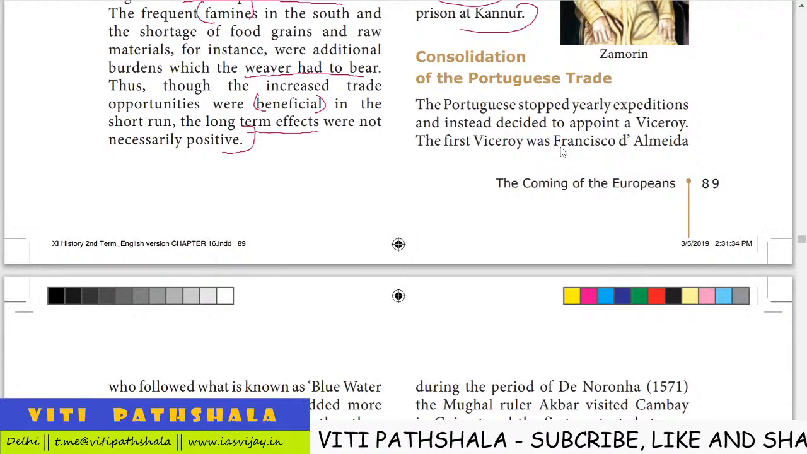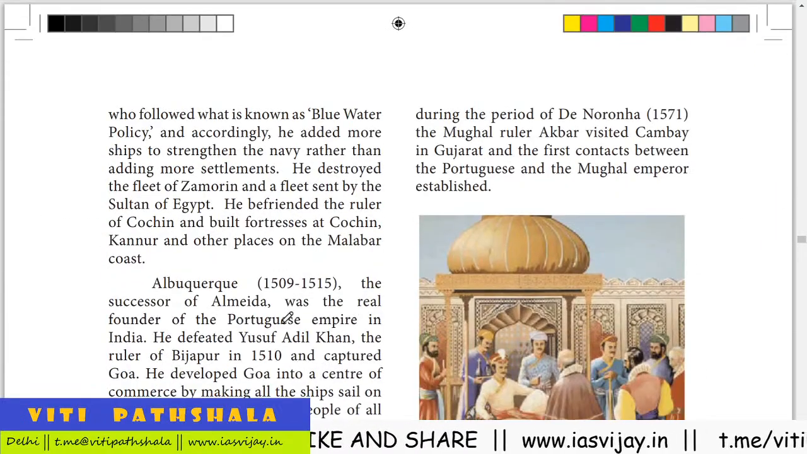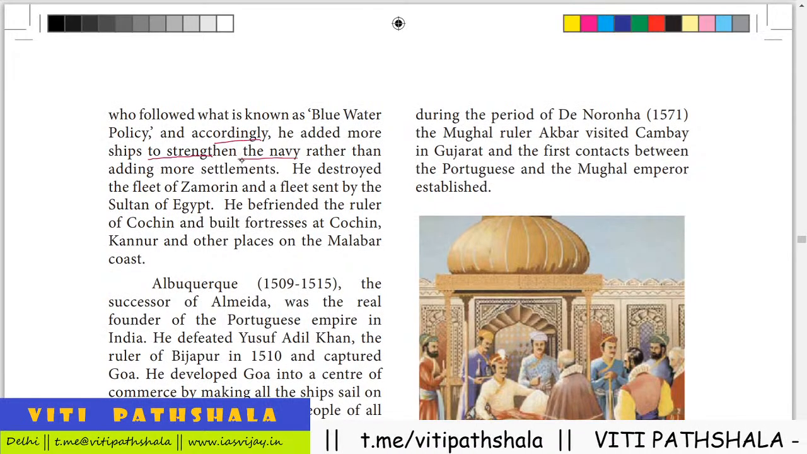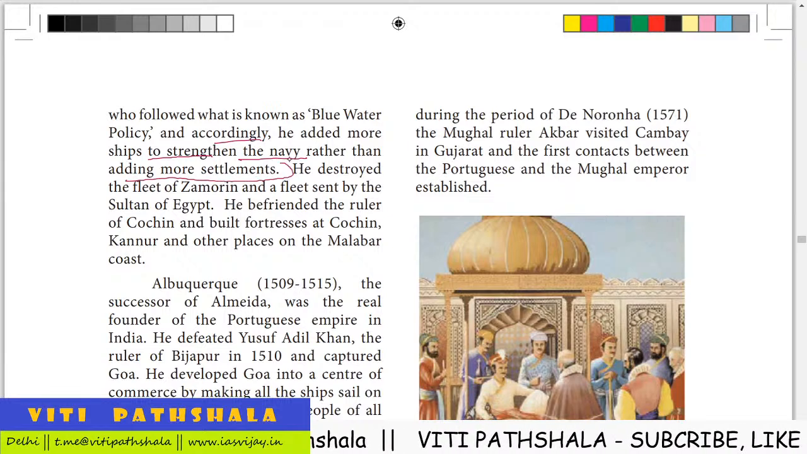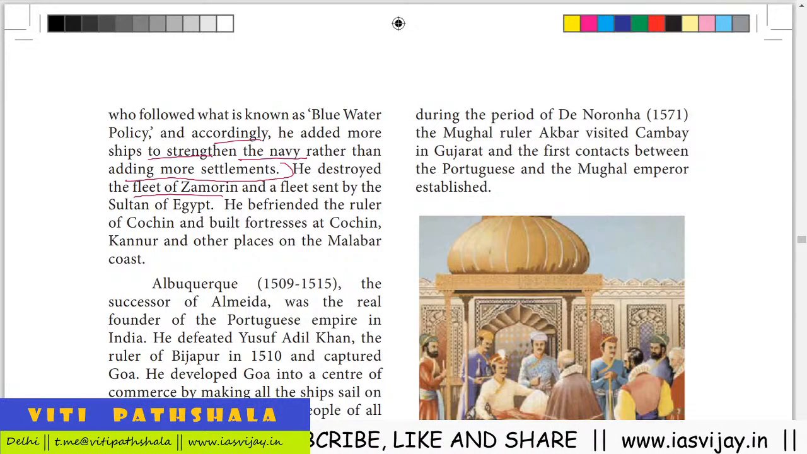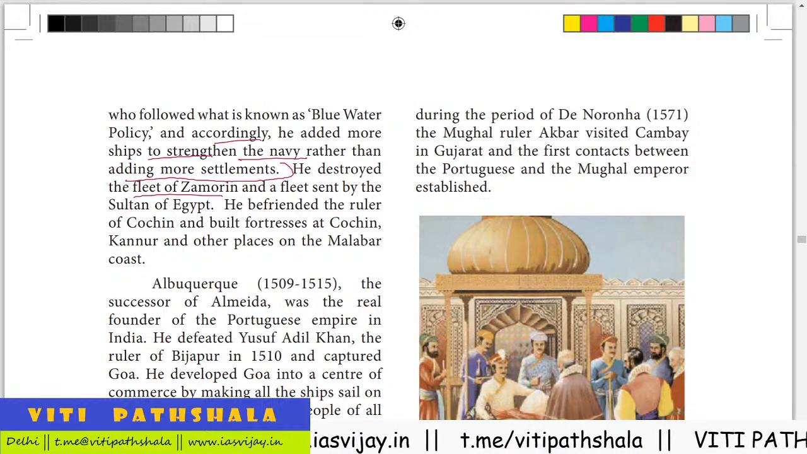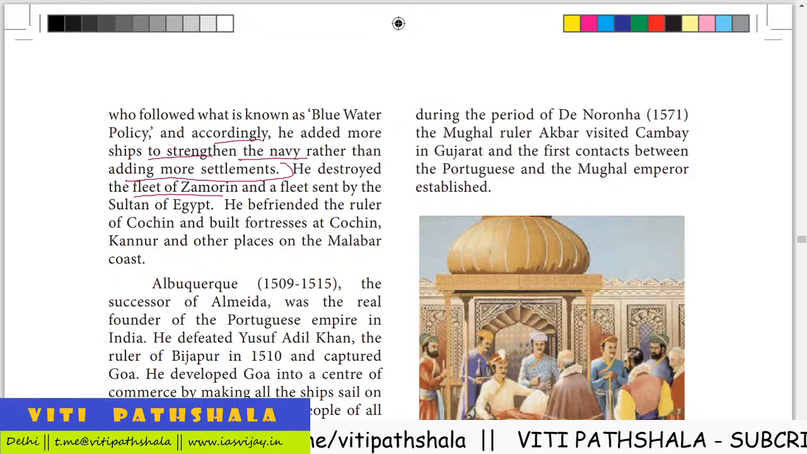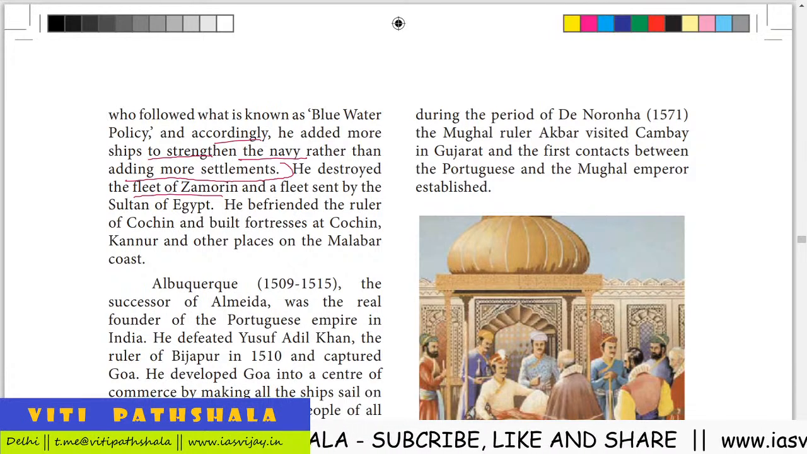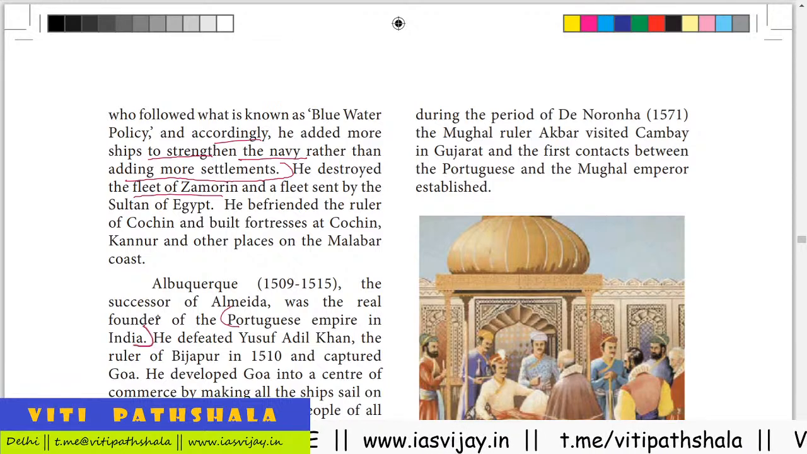The first viceroy was Francisco de Almeida, who followed what is known as the Blue Water Policy. Accordingly, he added more ships to strengthen the navy rather than adding more settlements. He destroyed the fleet of the Jamorin and a fleet sent by the Sultan of Egypt. He befriended the ruler of Cochin and built fortresses at Cochin, Kannur, and other places on the Malabar coast. Albuquerque, the successor of Almeida, was the real founder of the Portuguese Empire in India.